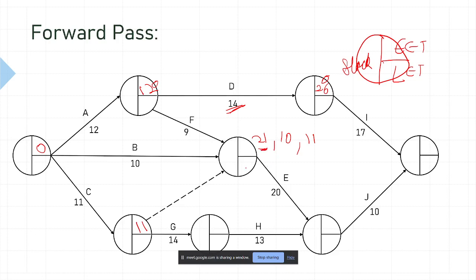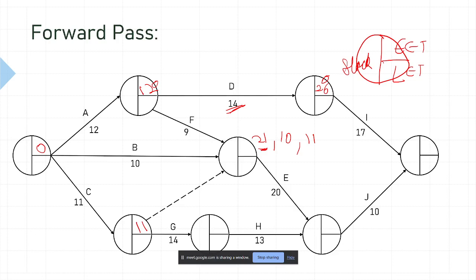Because all activities have to be completed before you start the successor activity. If you put any number less than 21, that means activities A and F will not be complete, while B and C could be complete. But that's not the condition. All the predecessors have to be complete.